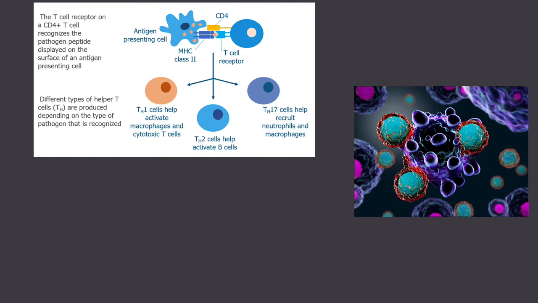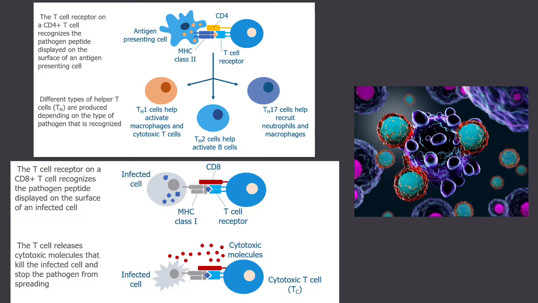The diagram below shows the action of cytotoxic T cells. T cell receptors recognize the MHC1 antigen peptide complex on infected cells, which triggers the release of cytotoxic molecules that lyse and kill it.